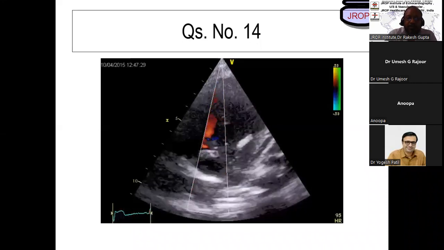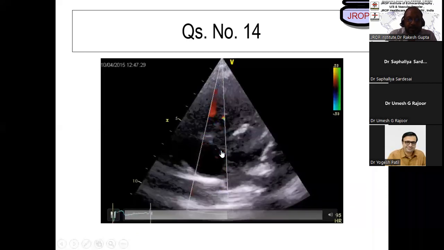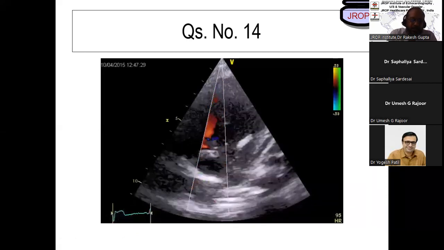This is outlet muscular VSD. Okay. Aorta seen? Can you see aorta where? Yes, sir. So this is outlet muscular VSD. Why are you hesitating, Raju?